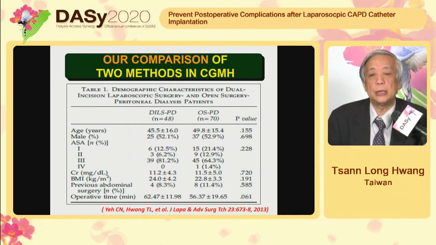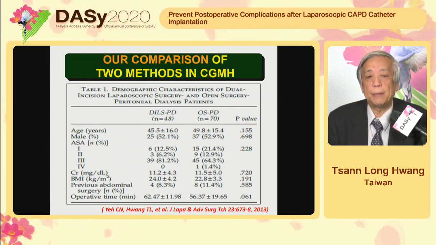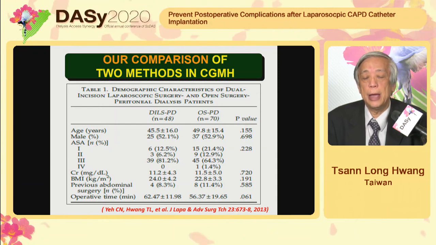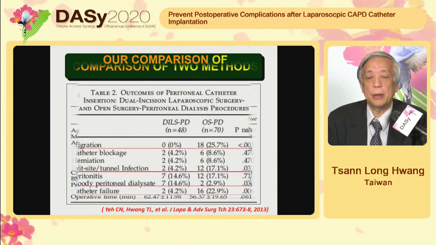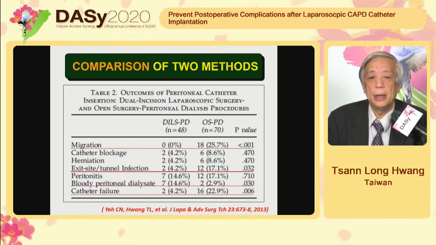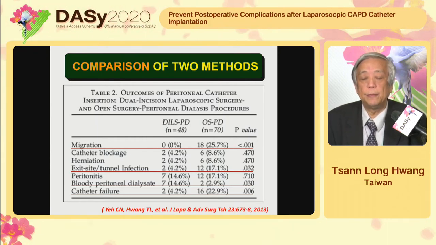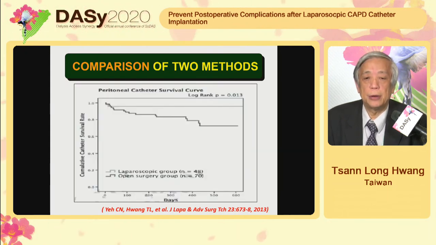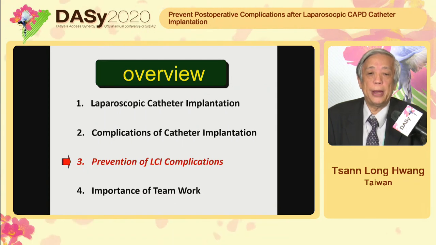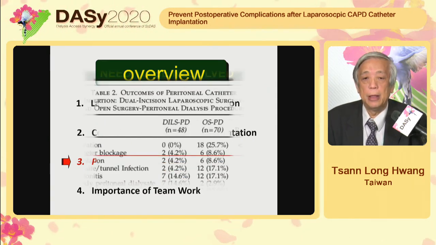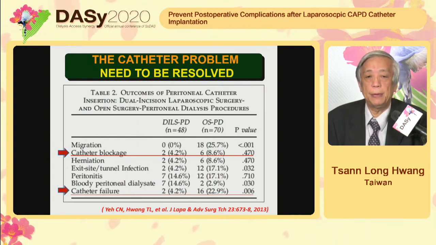But in our 2013 publication of the laparoscopic procedure, we had only 48 patients compared to the classical method. The demographic data were similar, but the migration rate was extremely low compared to the classical method, and some classical leakage was also very acceptable, with very few catheter failures. So the catheter survival curve is better than with the classical method. How to prevent complications of laparoscopic catheter implantation is my major purpose for this talk.